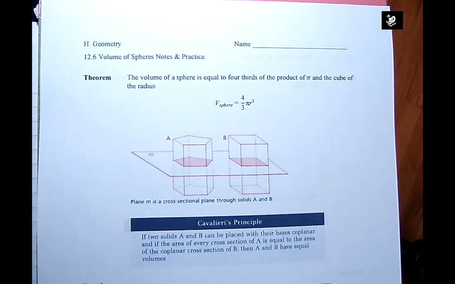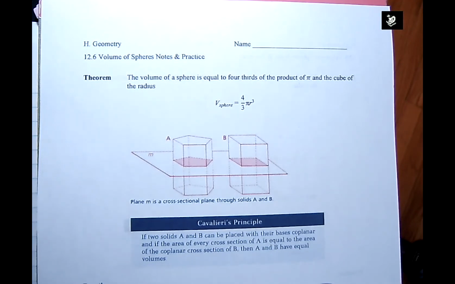So the volume of a sphere is equal to 4/3 of the product of pi and the cube of its radius. I'm actually going to link a video for this one. I'm not going to embarrass myself by pouring water all over my floor anymore. I'm going to post a video that shows you where the volume of a sphere formula comes from.